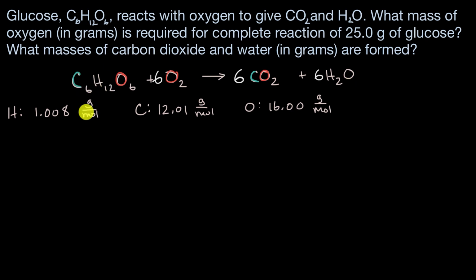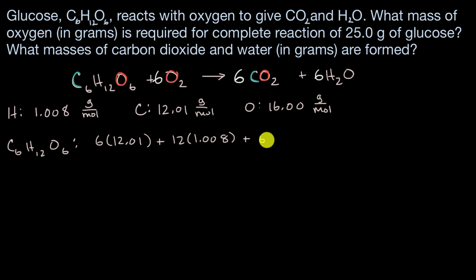So for example, glucose right over here, C6H12O6, how many grams per mole is that going to be? How many grams is a mole of glucose going to be? Well, it's 6 carbons, 12 hydrogens, and 6 oxygens. So one way to think about it is going to be 6 times 12.01 plus we have 12 times 1.008 plus 6 times 16.00. And then this is going to be grams per mole.